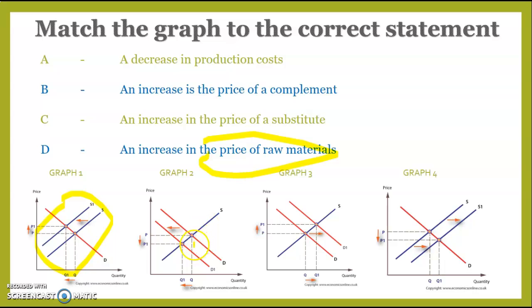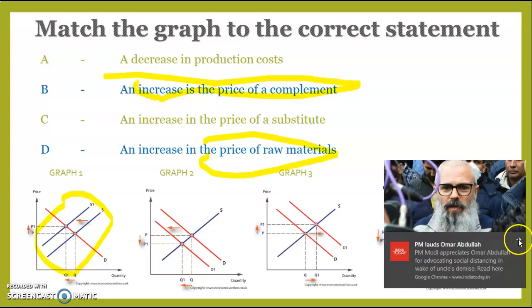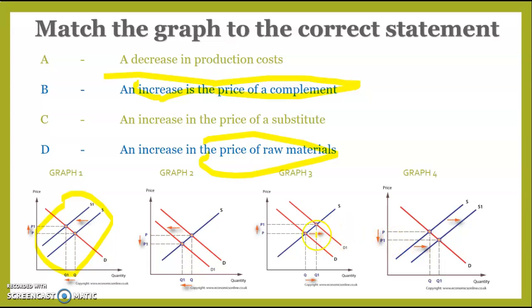Graph 2, demand shifted to the left. Which one's going to cause demand to shift to the left? That would be an increase in the price of a complement. Okay, because if suddenly the price of printers goes up, there'll be less demand for printer ink. Graph 3 is demand shifting to the right, which is an increase in the price of a substitute, because now there'll be more demand for this product at any given price. And a decrease in production costs will cause the supply curve to shift to the right, because it's now cheaper to produce and therefore more profitable at any given price.